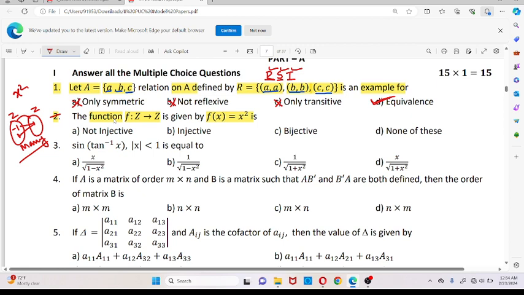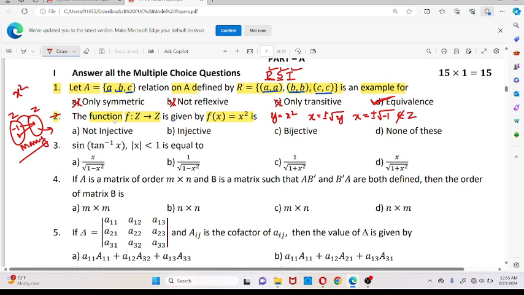And also, since my function f of x equal to x square, suppose I take y equal to x square, then I can write x equal to plus or minus root y. Since y belongs to the codomain, if you take any integer, x equals plus or minus root of y. Suppose I put y equal to -1, which does not belong to Z.